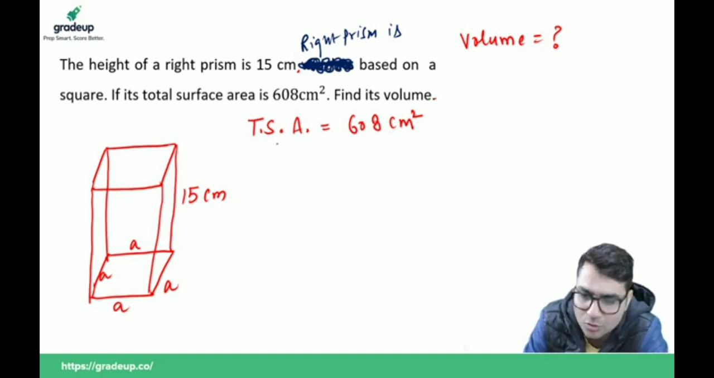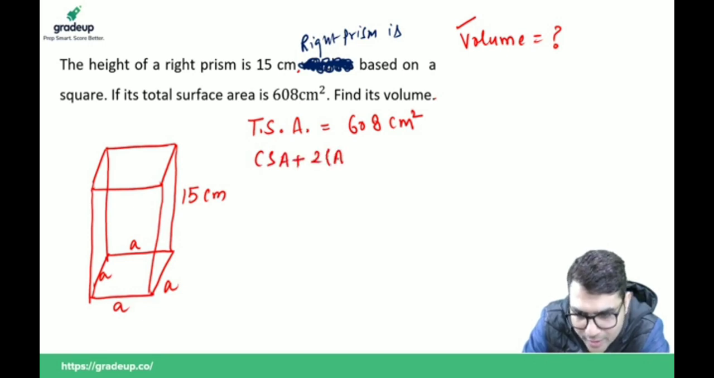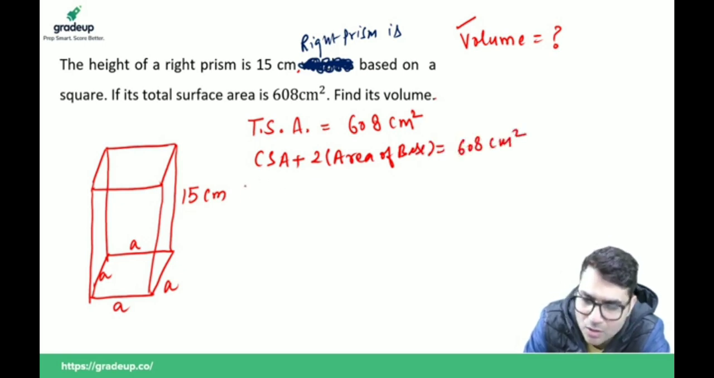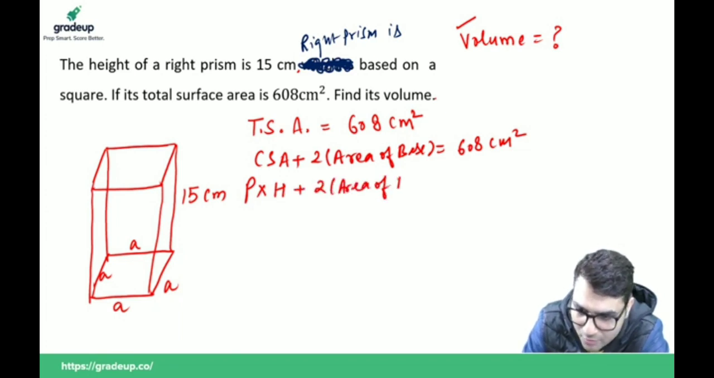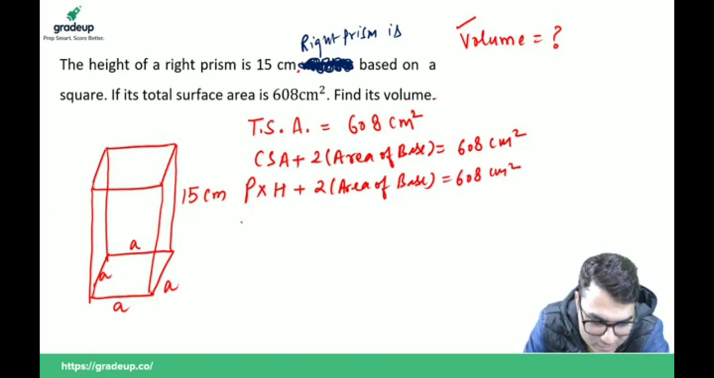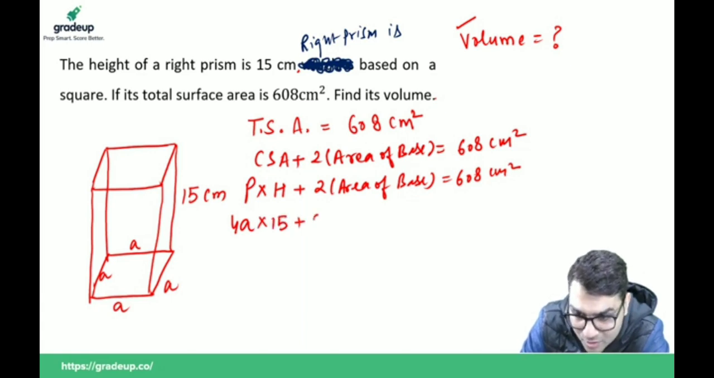Okay guys, we have the total surface area and we have to find the volume. Total surface area is curved surface area plus twice the area of base, equal to 608 centimeter square. Curved surface area is perimeter of base into height. Perimeter of base is 4a, height is 15, and the area of base is a square. So 4a into 15 plus 2a square is 608.